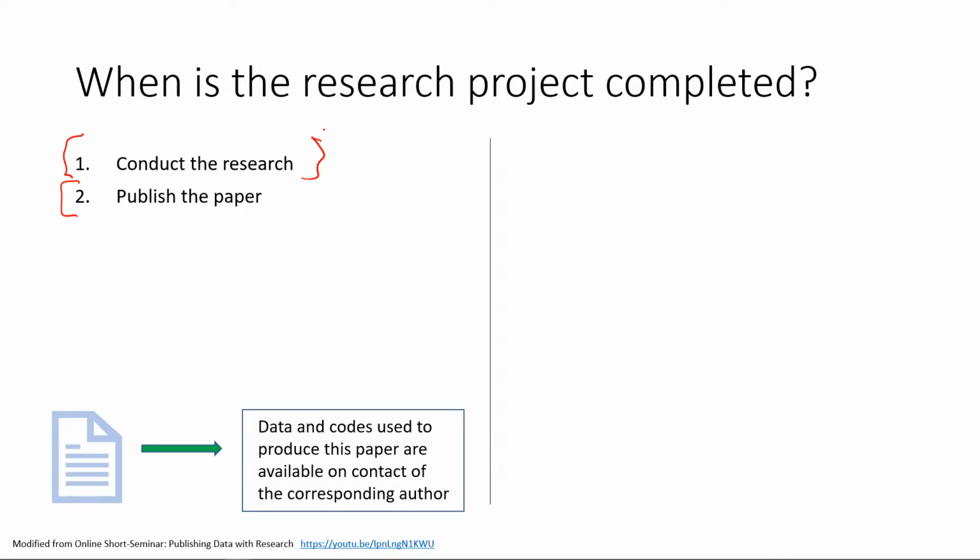Before I tell you about the new paradigm, what's the drawback of this paradigm? The drawback is that, let's say your final product is a paper. You publish the paper, and at the end of it, especially in some old ones, you will read something like a data availability statement: data and codes used to produce this paper are available upon contact of the corresponding author.